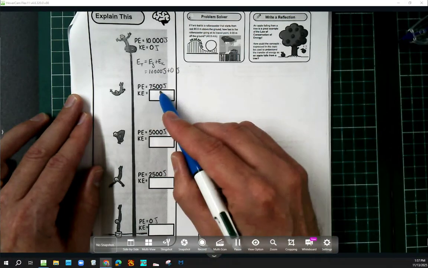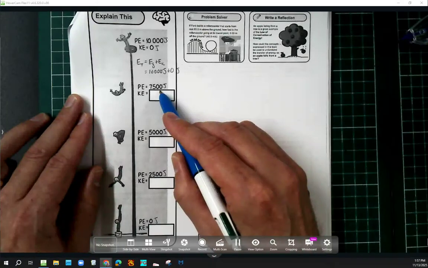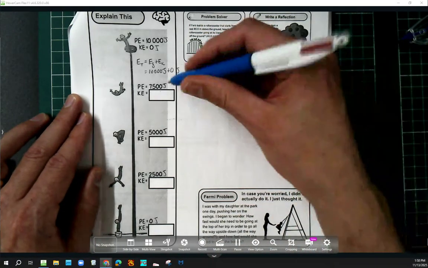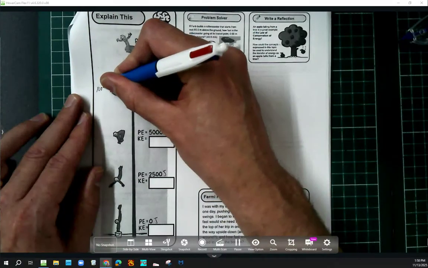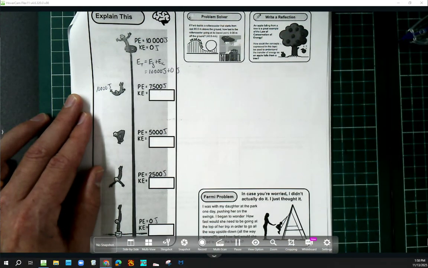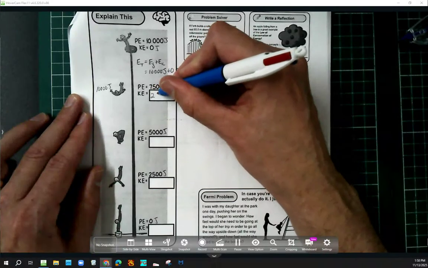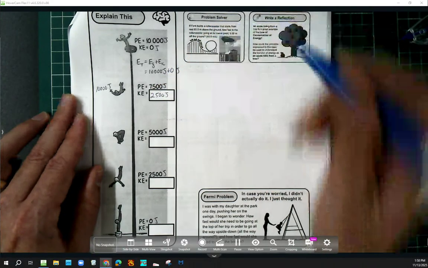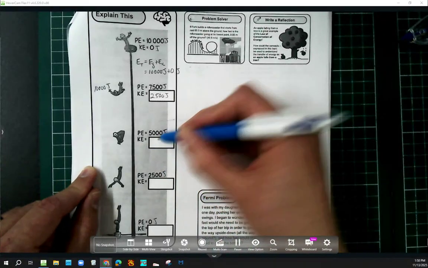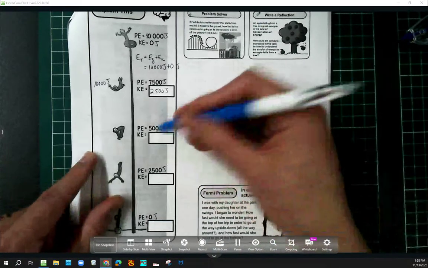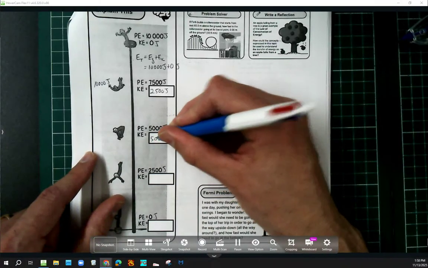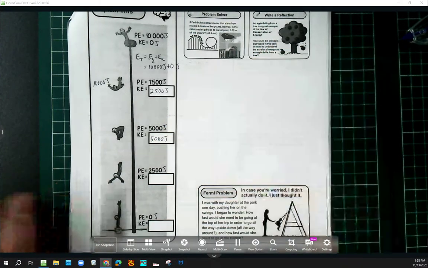Now, by the time we get down to this height, only 7,500 joules are gravitational potential energy, which means that for a total of 10,000, how many are kinetic energy? If you did the process and thought it through, 2,500 joules added to 7,500 joules is the 10,000. By the time you're halfway down, half of the energy has gone into kinetic energy, and you only have gravitational potential energy of 5,000 joules remaining.